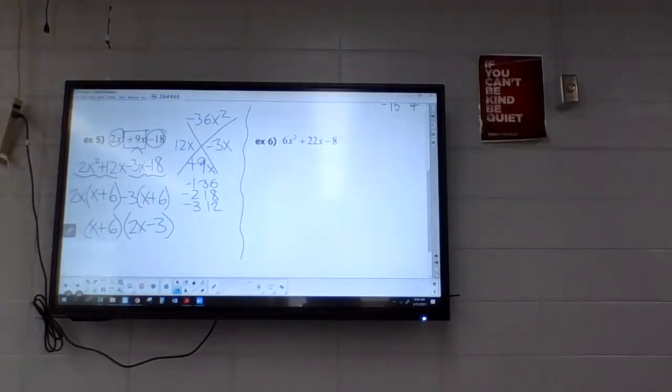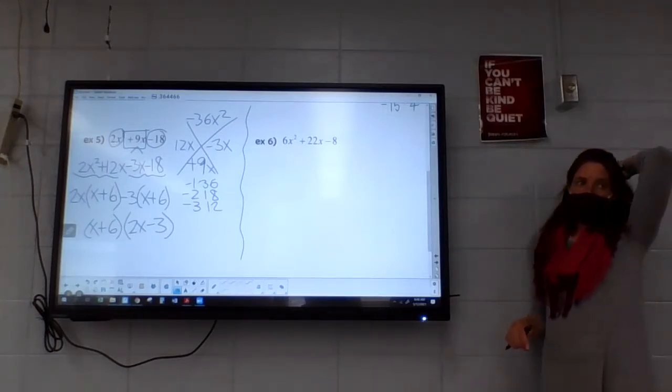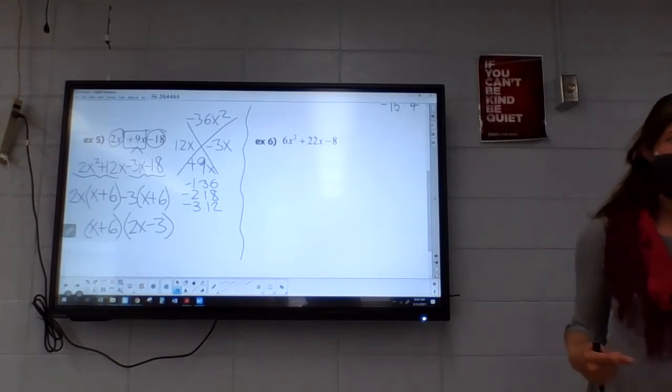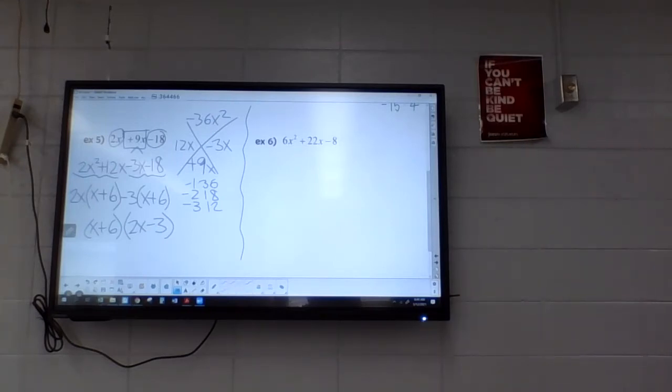Now, example 6 is a little bit trickier, so don't get too far into example 6 yet. So stop if you're on example 6. Don't forget, what's the first step we should do? Make your x. No, that wasn't step 1. Yep. Check for that GCF first. So this one actually has a GCF.